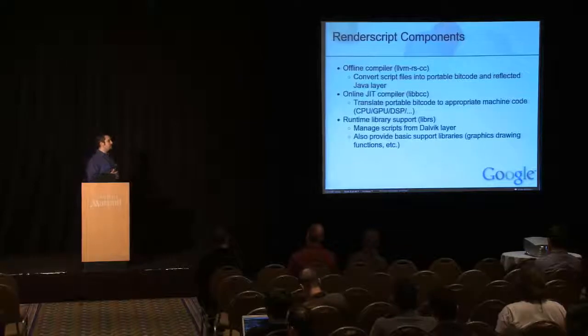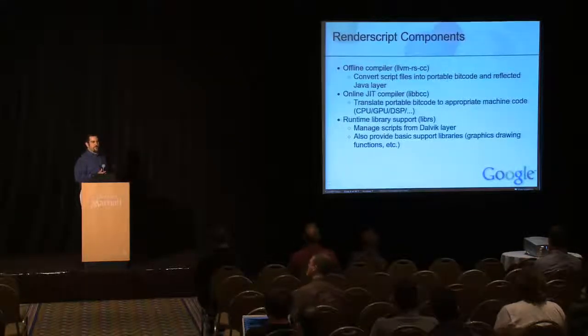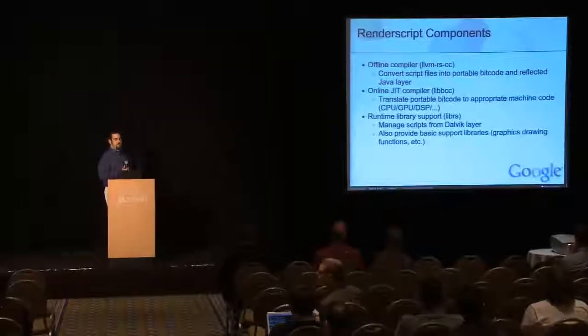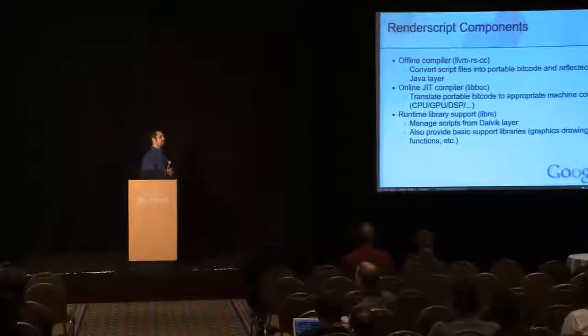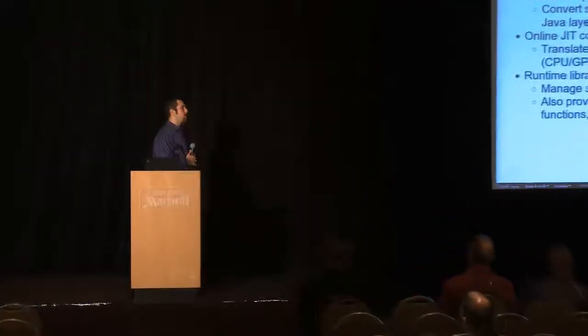There's an online JIT compiler, and this is our libbcc. This is the thing that actually runs on the device and does the conversion from bitcode to machine code. And this is, again, the part that most partners will be providing their own version of to target different CPU and GPU combinations, or DSPs for that matter.